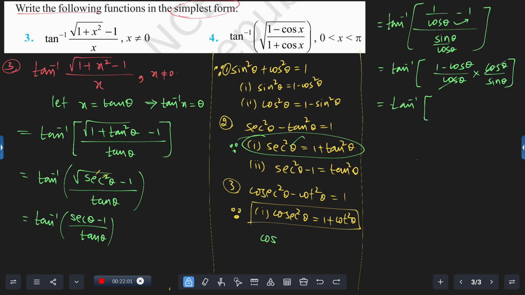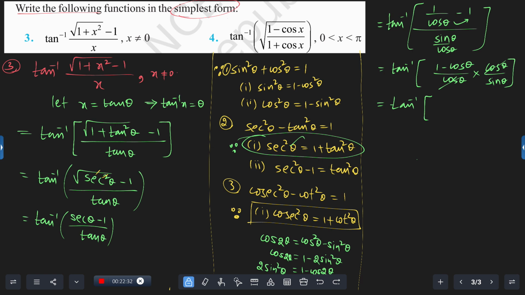Listen carefully. Actually the cos 2 theta formula we have studied in 11th standard. Cos 2 theta equals cos square theta minus sin square theta, we know. If I write cos square in terms of sin square, you will be getting 1 minus 2 times sin square theta. So when you bring 2 sin square theta to the opposite side and cos 2 theta to the other, you will be getting 1 minus cos 2 theta.